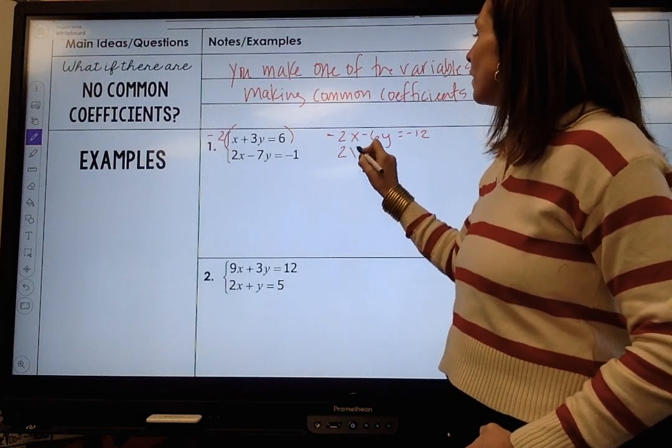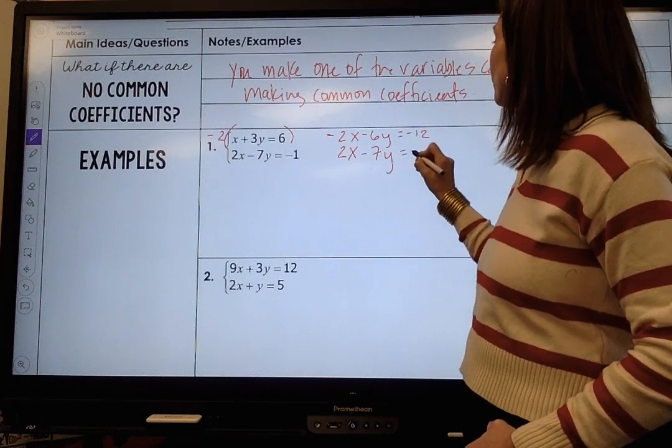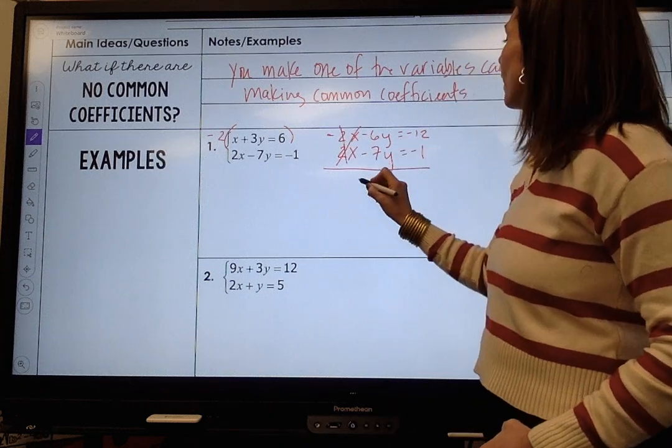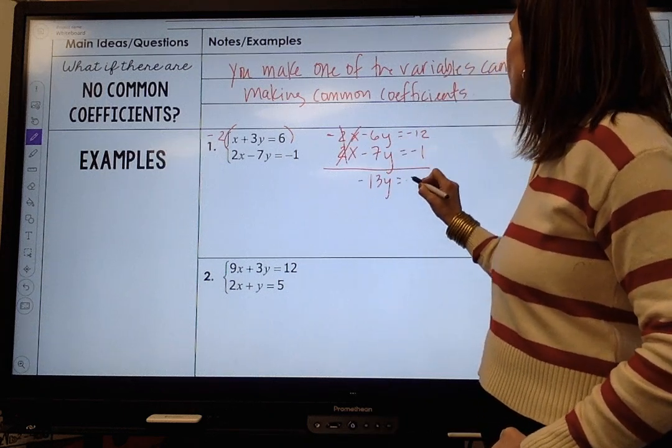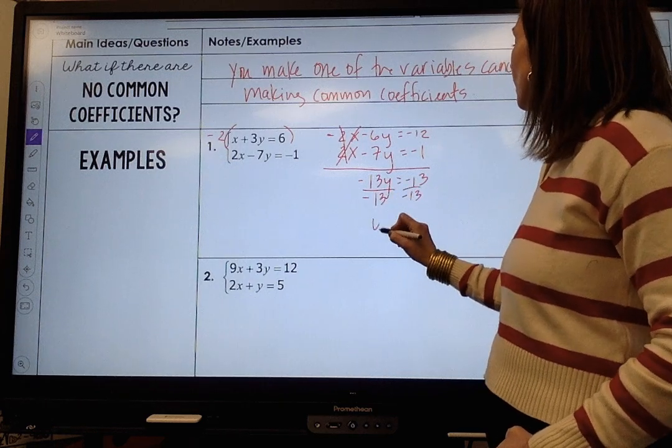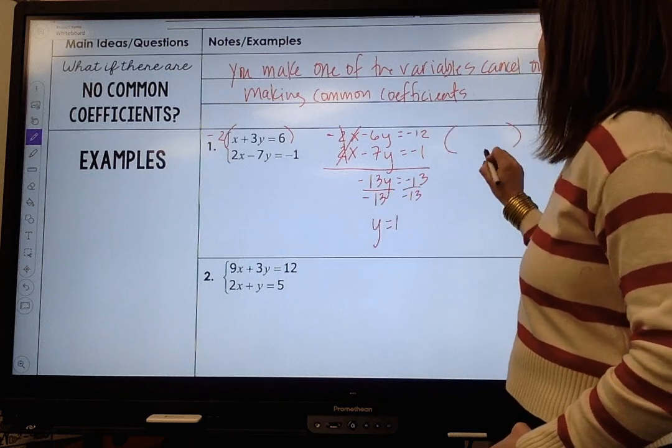And then I keep my bottom one. Now my x's can cancel out. And my y's are negative 13y equals negative 13. Divide both sides by negative 13, and y equals positive 1.